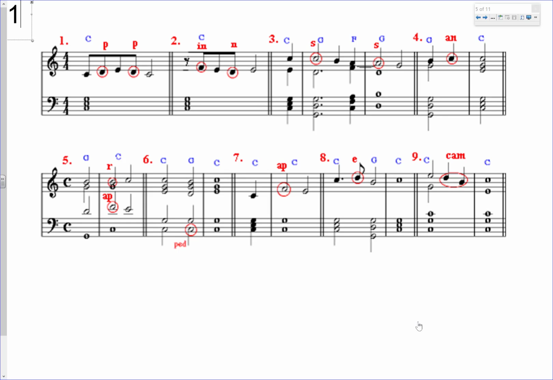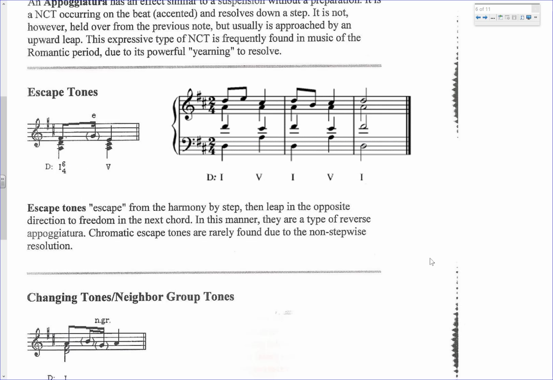that is the cambiata. That's what CAM stands for. Cambiata is also changing tones. So you might see those terms used interchangeably there. So cambiata is changing tones, and we have that non-chord tone in measure 9. So let's talk a little bit more about the non-chord tones that are new today.